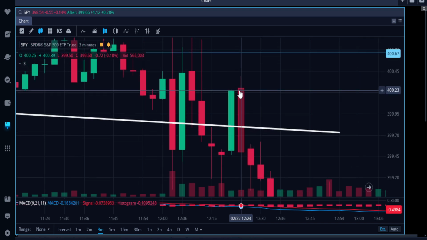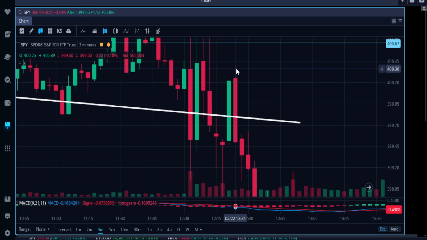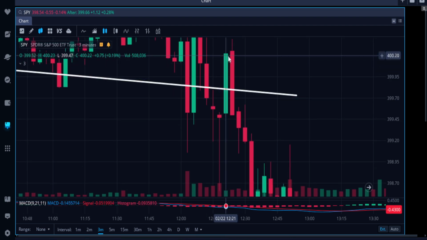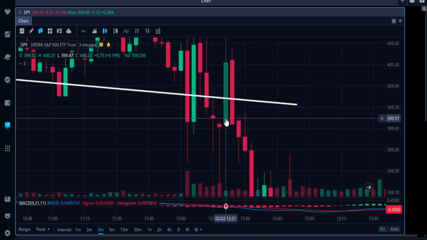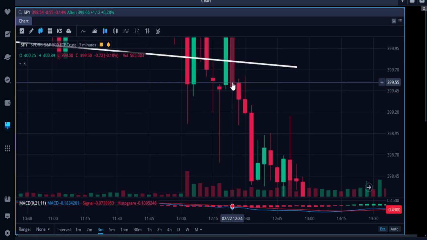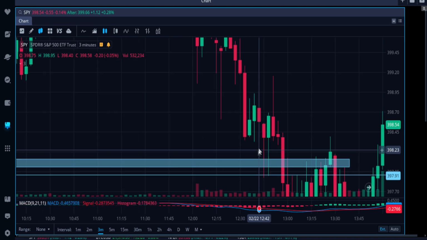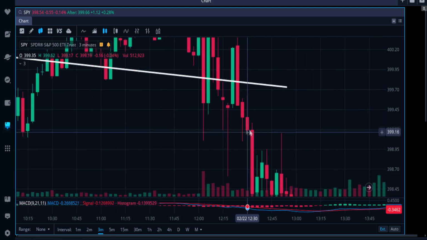After my entry, it did reverse on me for a little bit. It went as high as 400.39. So it reversed a little bit on me, but after that, it had a sell off and came right back down. So it rejected the 400. It couldn't stay above that 400 area. And then eventually it just had that big sell off here, and then eventually it hit my target. So it was about a 20-minute trade in total.